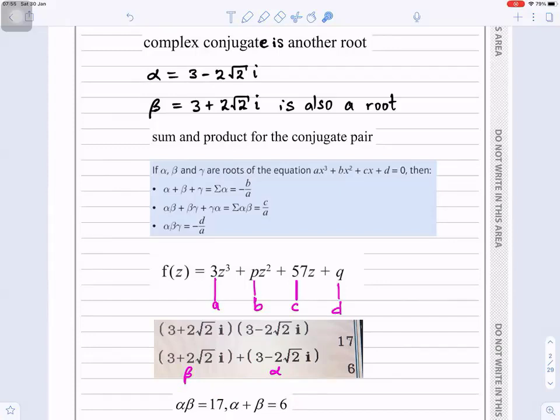And this is a formula which I'm going to use. Alpha plus beta plus gamma is equal to minus b over a. Alpha beta plus beta gamma plus gamma alpha is c over a. And alpha beta gamma is minus d over a.